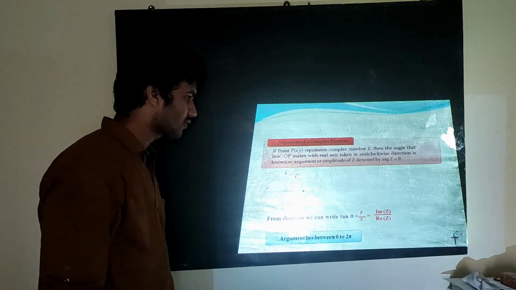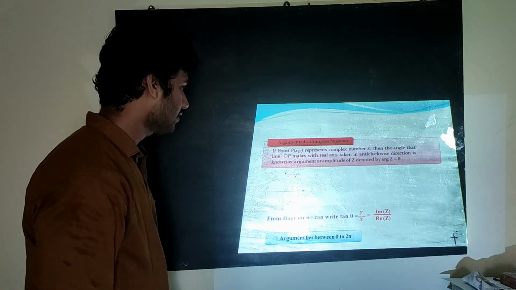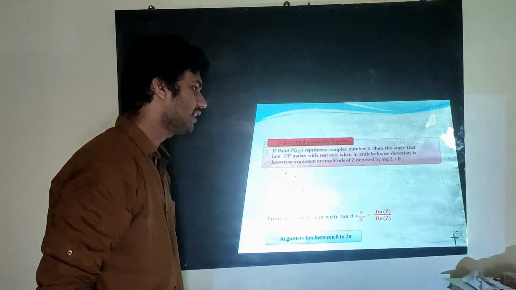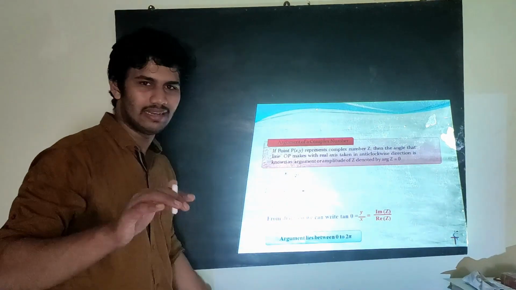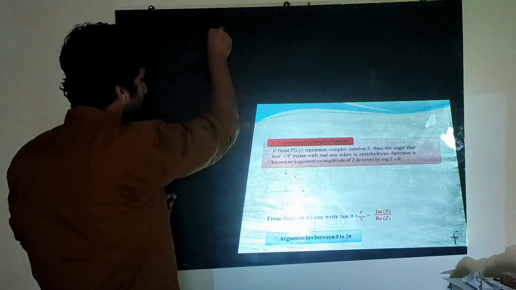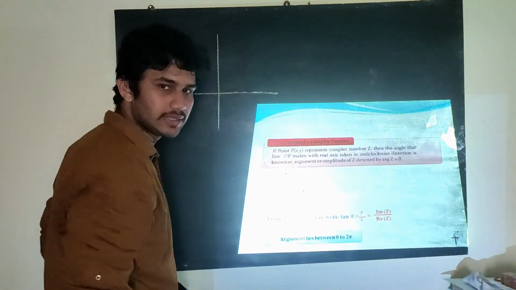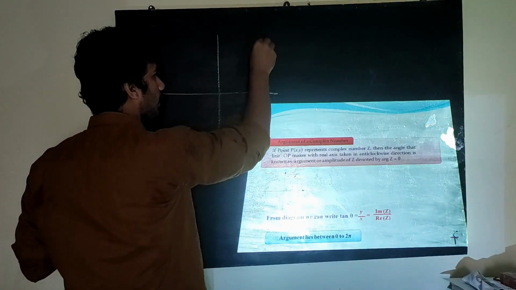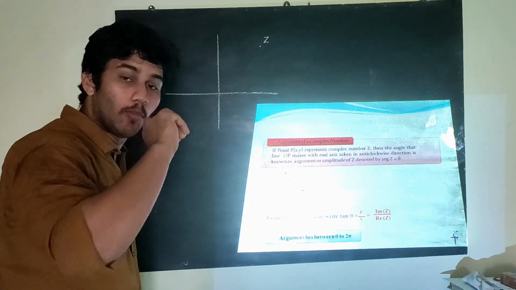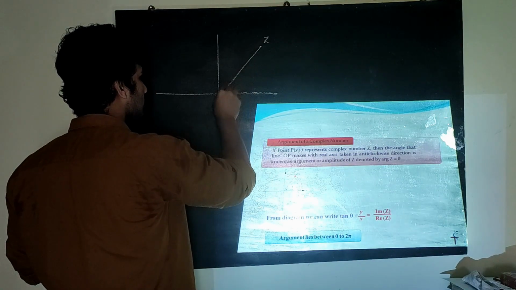If point P(x, y) represents a complex number z, then the angle line OP makes with the real axis, taking the anti-clockwise direction, is known as the argument or amplitude of z, denoted by arg z. Leave the statement, let's understand that. So in an Argand plane, I plot a complex number z in the first quadrant. So this is my z. Now as I said, mod z is the distance from origin. So this is mod z.